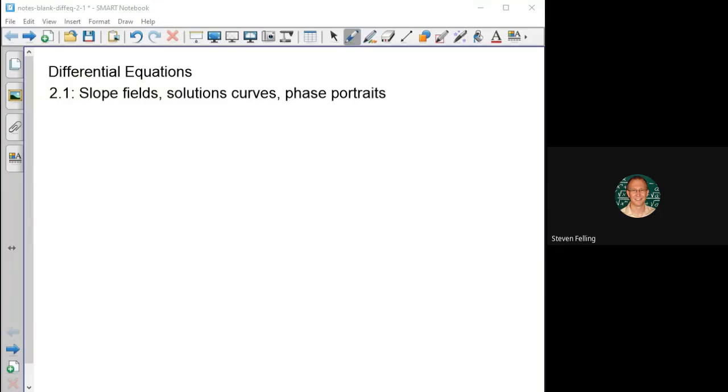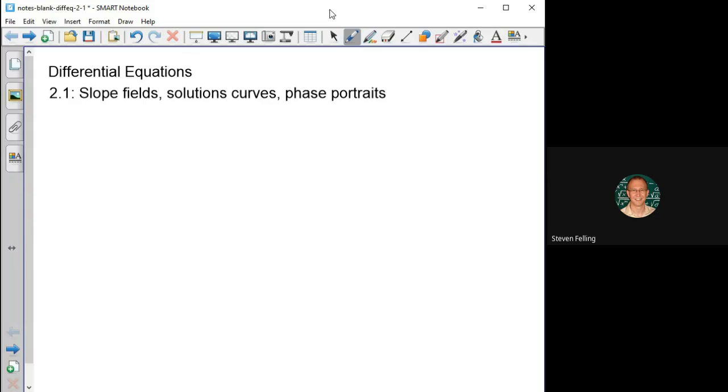Okay, this is going to be the differential equations lesson for section 2.1 on slope fields and phase portraits. Chapter 2 in general is when we're going to start learning methods for actually finding the family of solutions. We'll start that in the very next section, 2.2.